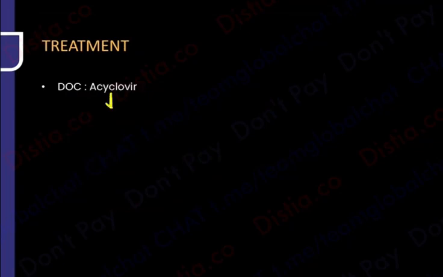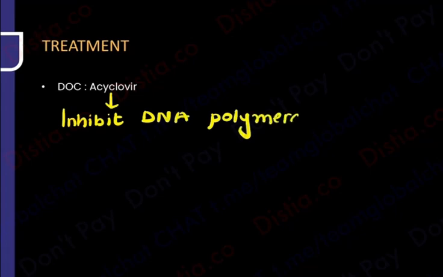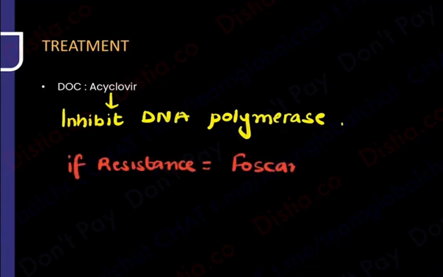And what is acyclovir? Why are we giving it? What is the mechanism of action? It inhibits the DNA polymerase. That is the mechanism of action that you all have studied, right? It inhibits the DNA polymerase. Now also tell me, if there is resistance to acyclovir, what is the drug given, from pharmacology? Then it is going to be foscarnet.